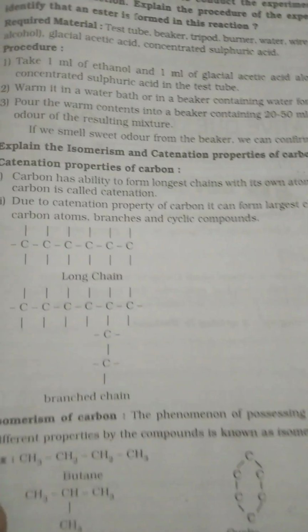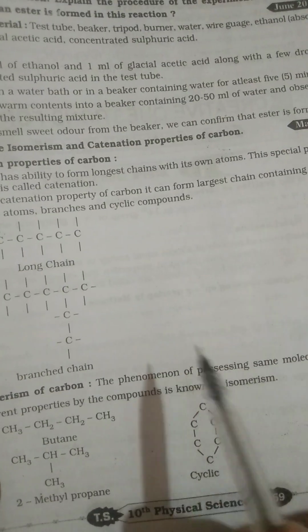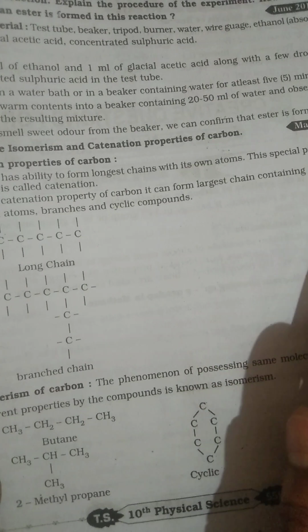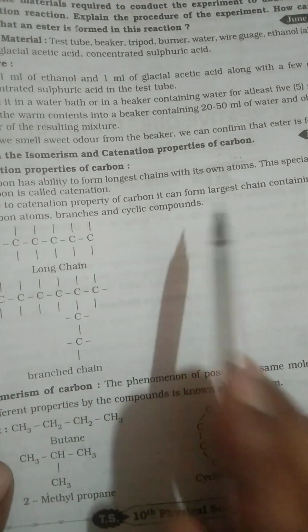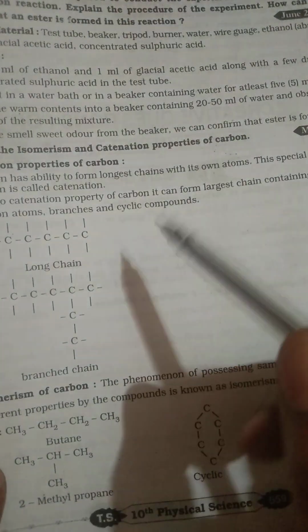Due to the catenation property of carbon, it can form long chains containing millions of carbon atoms, branches and cyclic compounds. So the first property is called catenation.